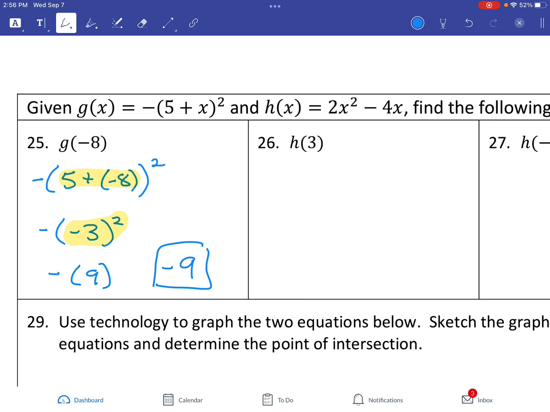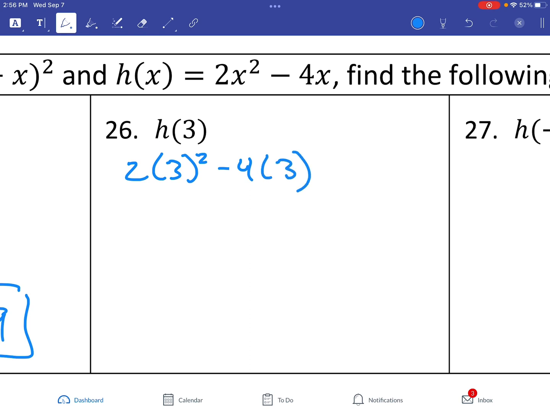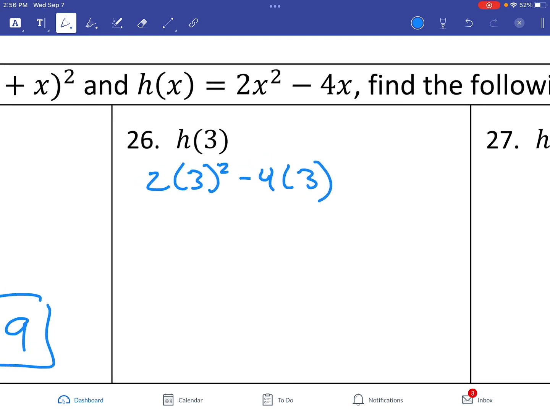Next, 26, I put the 3 in the h function. I'm going to put 2 times 3 squared minus 4 times 3. Now you'll notice I'm not putting this in front of the problem. That doesn't belong anywhere. That just tells us the notation that I'm putting 3 into the x values of my h function. Okay, so please don't do that if you had done that in the past.